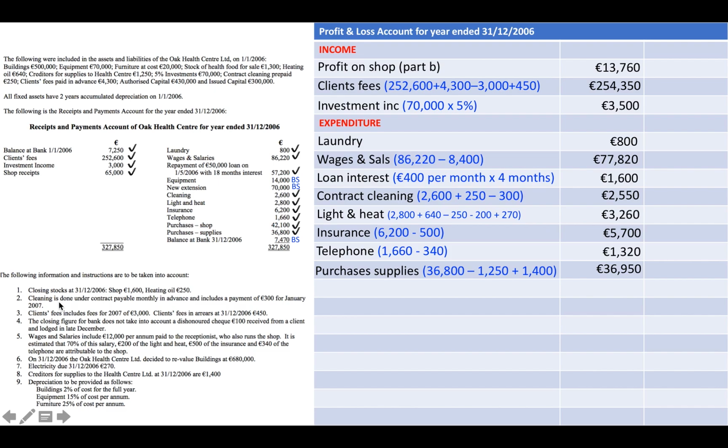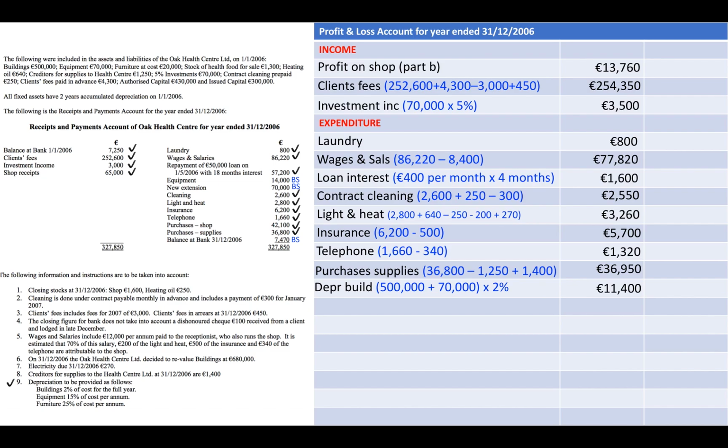So we are going to scan down through the 9 notes then, and we're going to see if there are any other incomes or expenditures here. So closing stocks at 31st of the 12th 2006, we've got the shop and the heating oil. Then we have cleaning is done under contract, so we've already dealt with that. Number 3, we've dealt with that. Number 4, we will deal with that in the balance sheet. Number 5, we've dealt with that already. Number 6, we have as well. 7, 8.